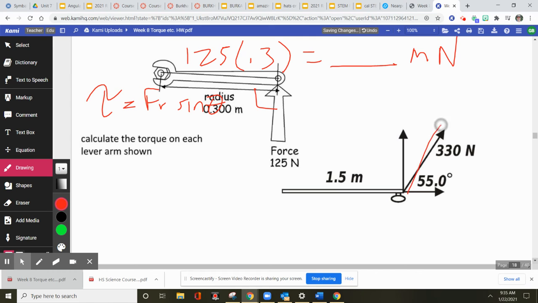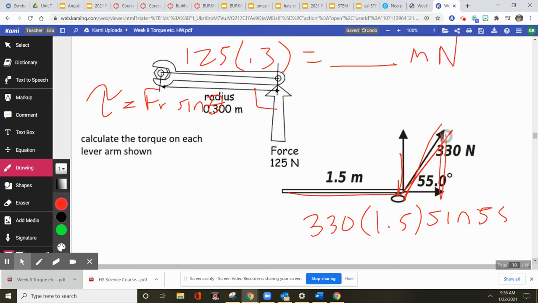Here, our force is 330. Our lever arm, we're opening a door here, but we're pushing sideways for some bizarre reason instead of straight. So we would have to do the sine component, right? This component here is going in this direction. This component, not this component, is not doing any torque.